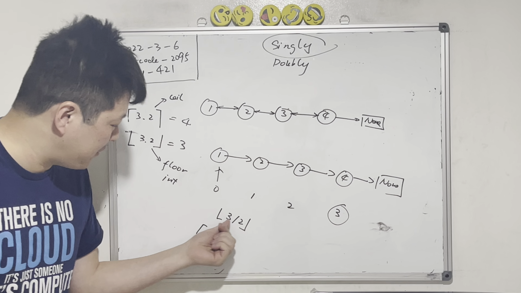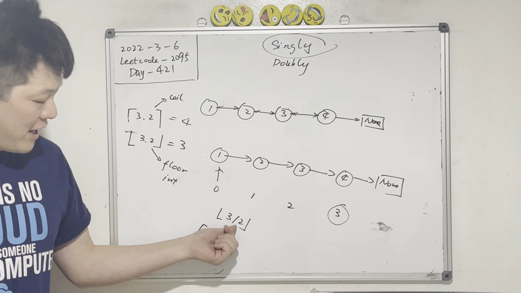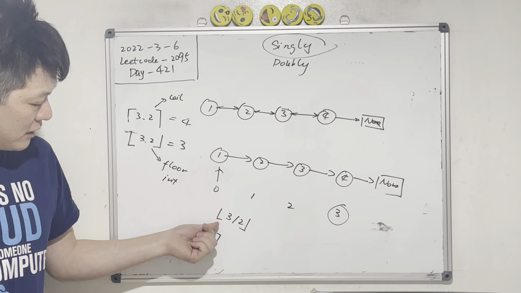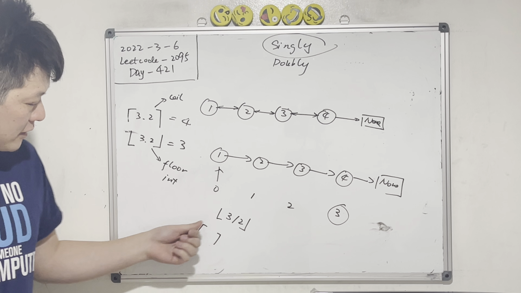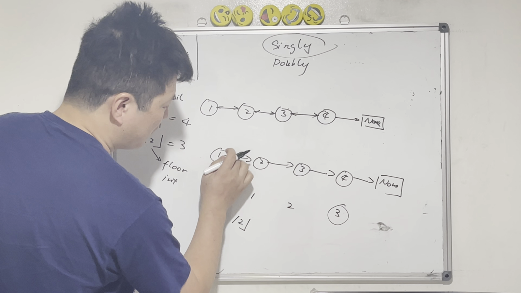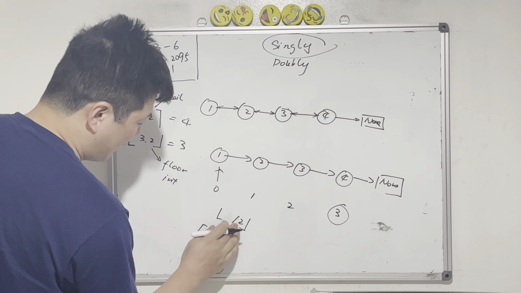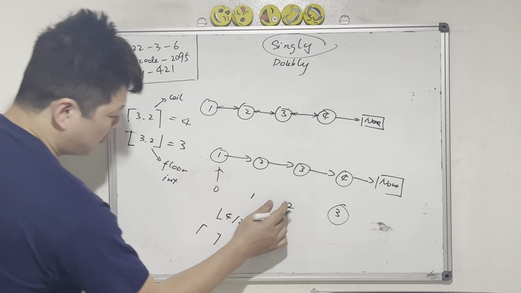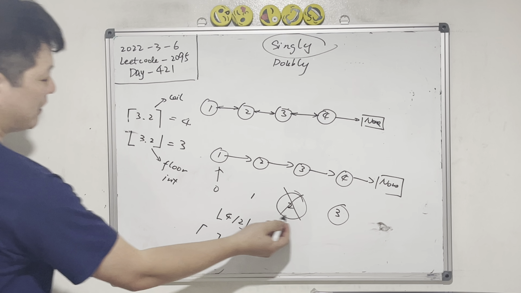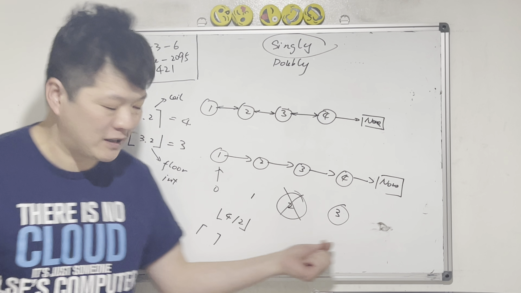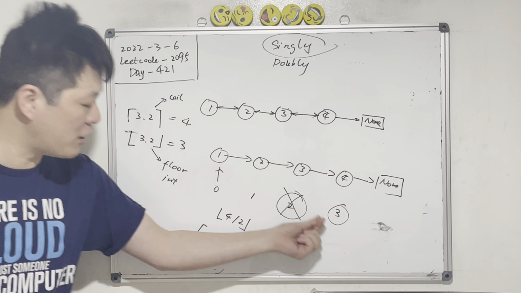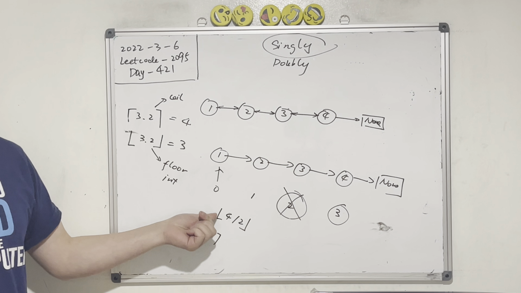So look, 3 divided by 2 is 1.5. Ceiling, which is what? Actually, this is the number of nodes, which is 1, 2, 3, 4. 4 divided by 2, so that we want to remove this node. This is the middle node. Even though there are 4 nodes, this 2 is the middle of it, because according to this, the number of nodes divided by 2 gets us the floor.